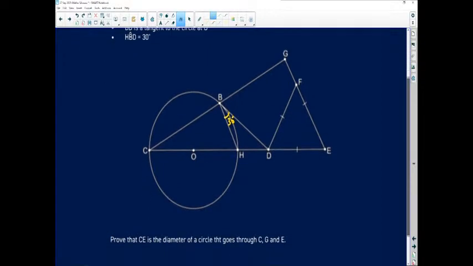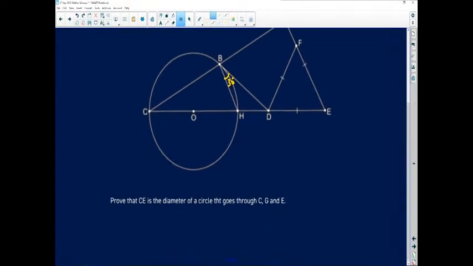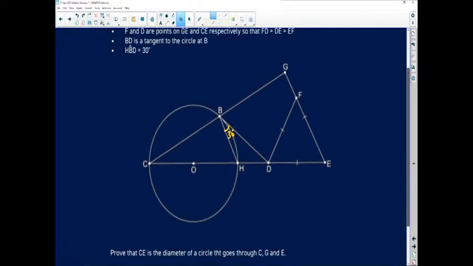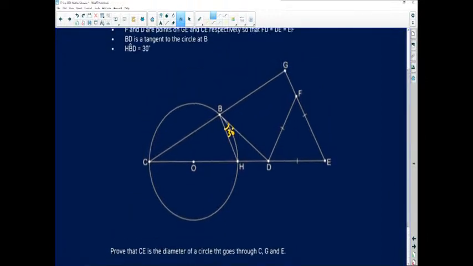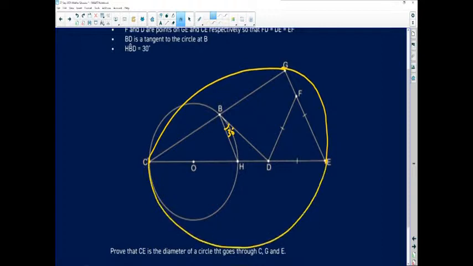Right, now what can we do here? Prove that CE is a diameter of a circle that goes through C, G, and E. So we want to prove that the line CE will be a diameter of a circle that currently doesn't exist. If you were drawing that circle, it would look like this. It's just a circle that must pass through that point and this point. So the point is we want to prove that this line would be the diameter of that circle. I think you get the idea.